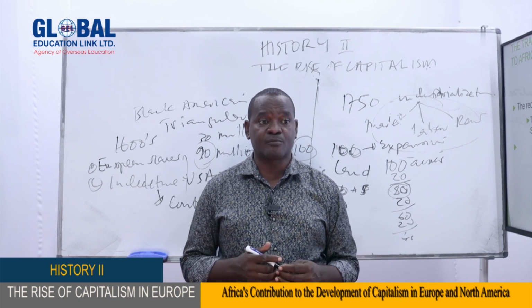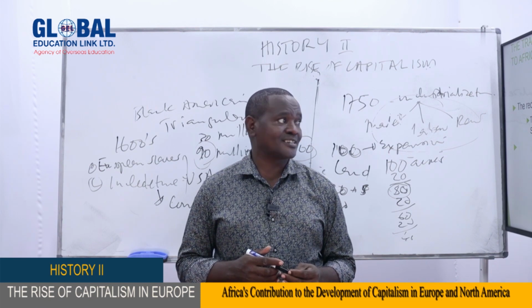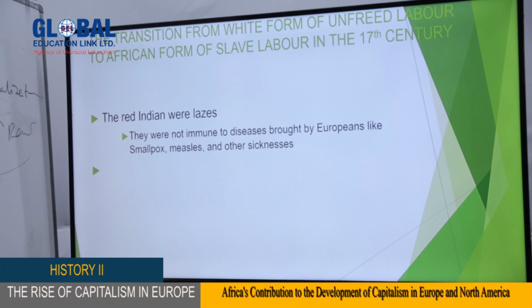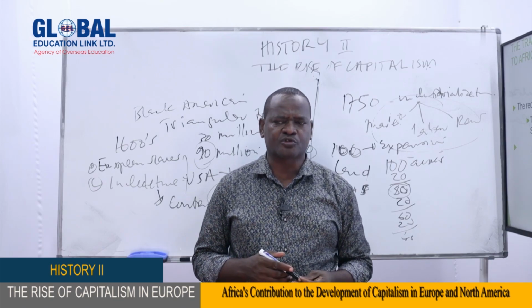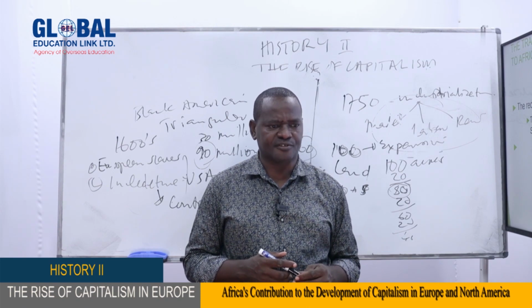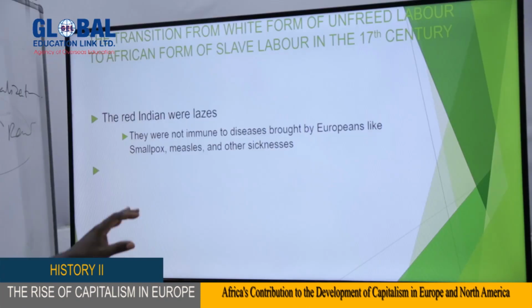So in fact, a lot of them were killed by Europeans because they refused to work in the European plantations and mines. And also these people were not immune to diseases brought by Europeans, like smallpox, measles, and other sicknesses. That means the diseases which were brought by Europeans killed a lot of Red Indians. But a lot of them also were killed by the Europeans. So you can see. What about the Africans?